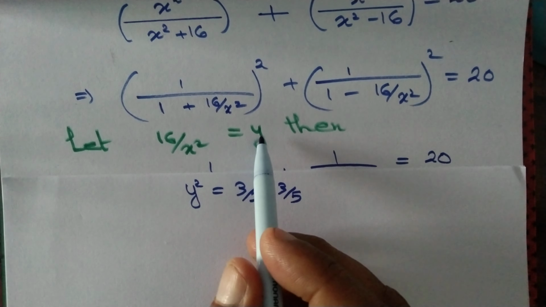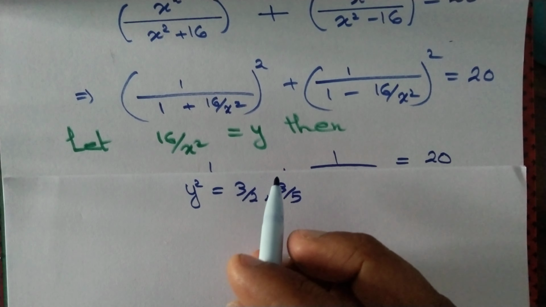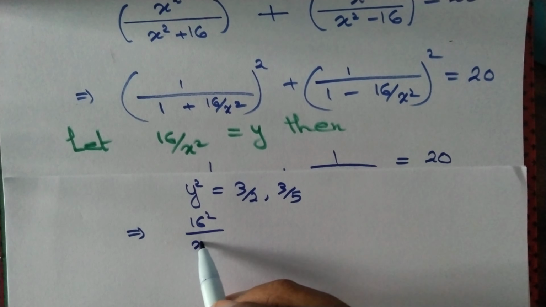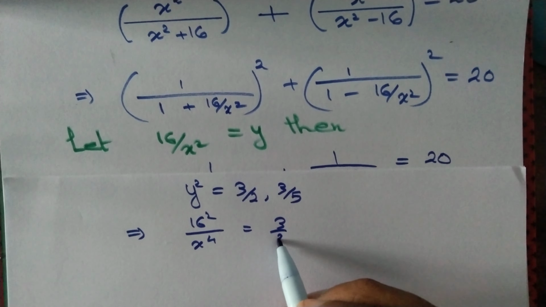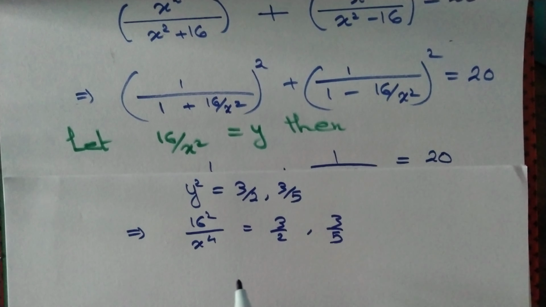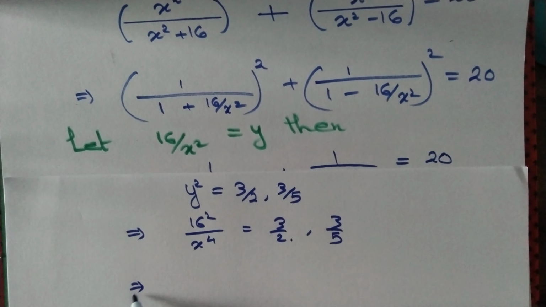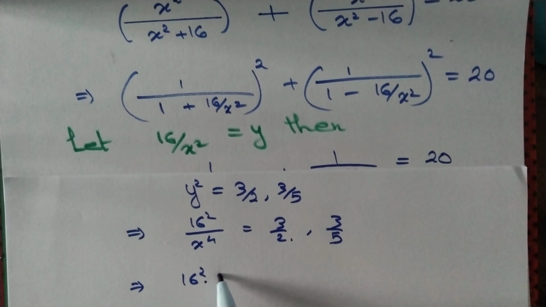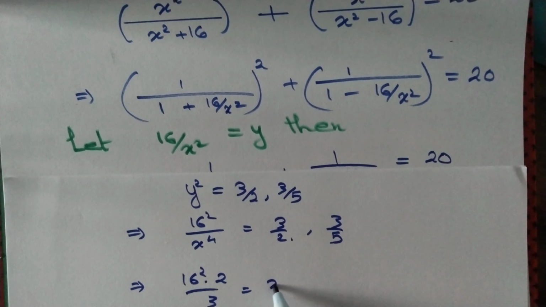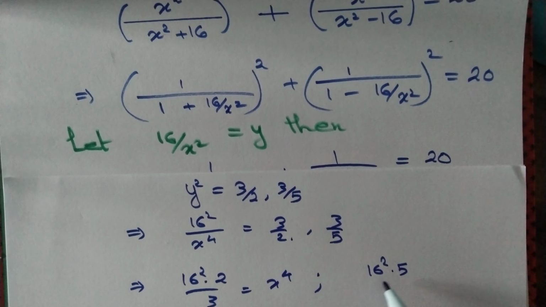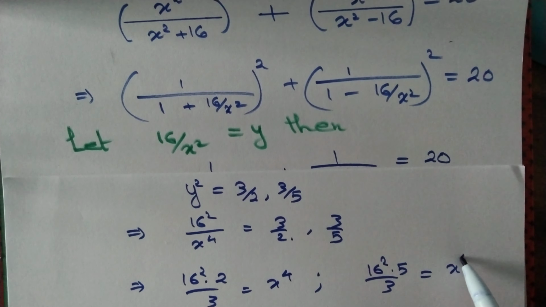But we have assumed y equal to 16 by x square. Therefore, y square equal to 16 square by x to the power 4 equal to 3 by 2 or 3 by 5. Let's take this one first. From there it follows that we cross multiply: 16 square into 2 by 3 equal to x to the power 4, or 16 square into 5 by 3 equal to x to the power 4.